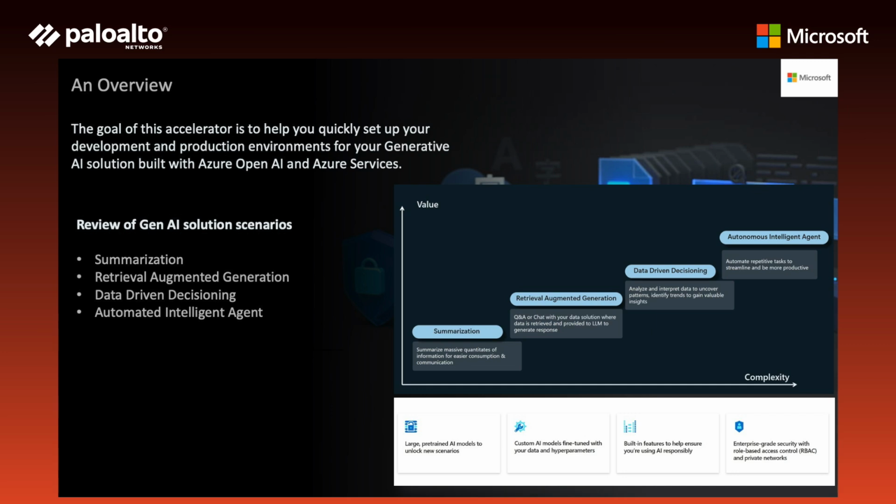Retrieval augmented generation is a design concept for your Q&A or chat with your data. Data solution where data is retrieved and provided through a large language model for your generative responses. And also data-driven decisioning, to analyze and interpret data, to uncover patterns and identify trends. These things come into data-driven decisioning. And lastly, the autonomous intelligent agent. That agent handles repetitive tasks to streamline and be more productive.